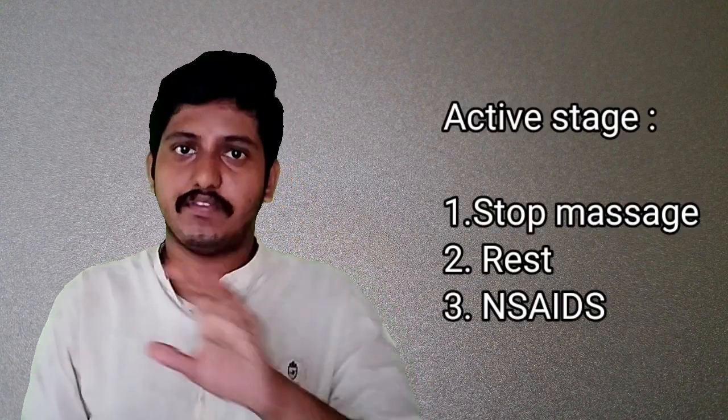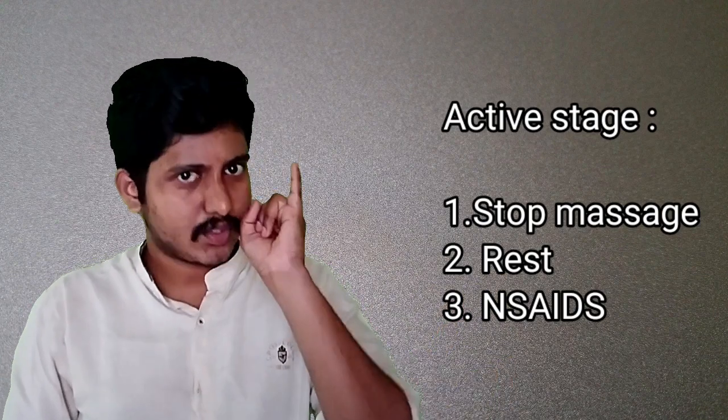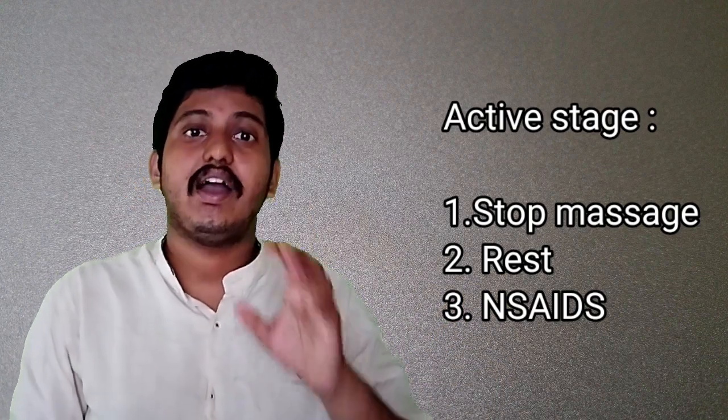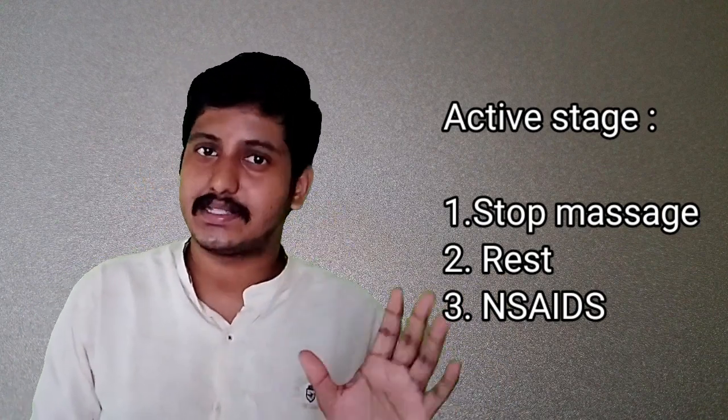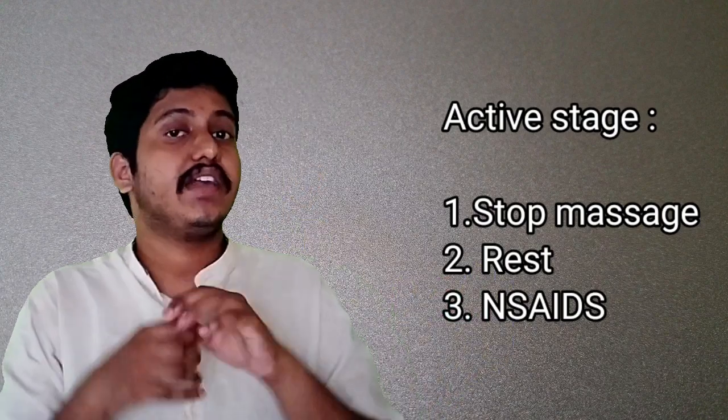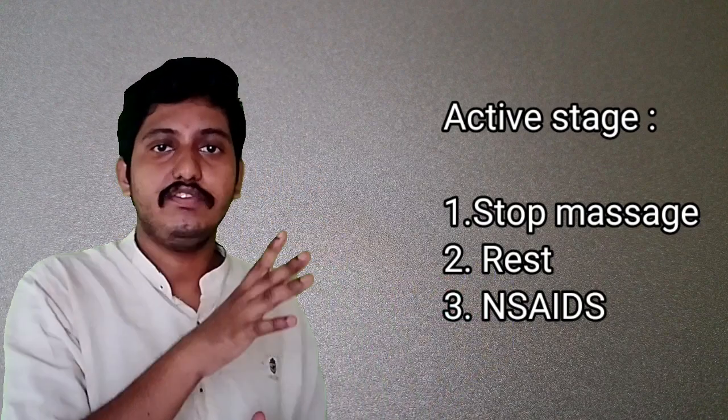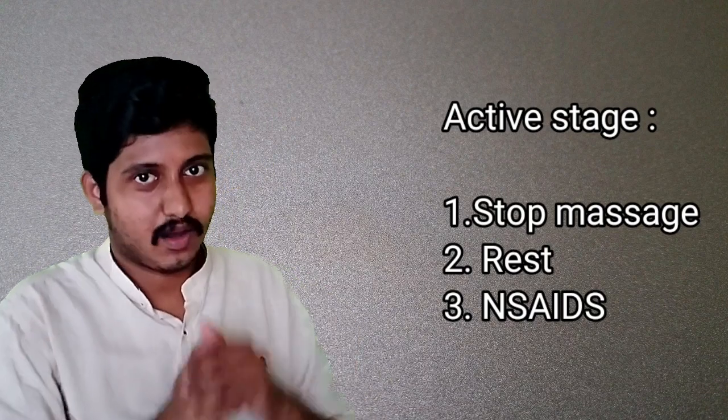Now let's see the treatment for myositis ossificans. Firstly, in the active stages of the disease, we treat it by stopping the massage. If there is any massage process, then stop that massage and give complete rest as well as NSAIDs, for example indomethacin. We give NSAIDs to inhibit the progress of myositis ossificans.